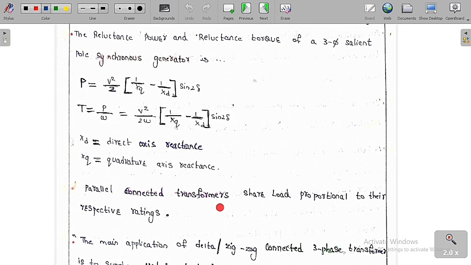See, parallel connected transformers share load proportional to their KVA ratings. These things I already told you. In parallel connected transformers, they are going to share the load proportional to their KVA ratings. So more is the KVA rating of the transformer, it will share the more load, and less is the KVA rating of the transformer, it will share the less load.